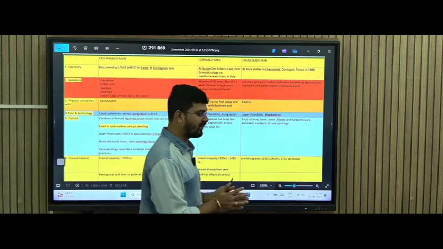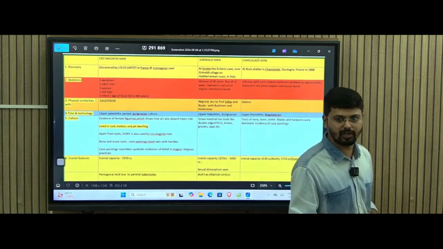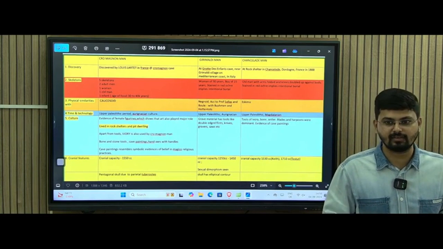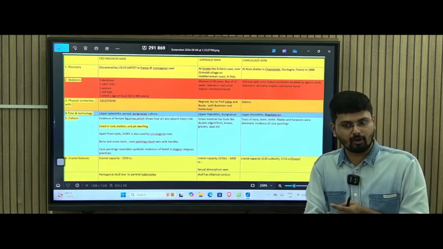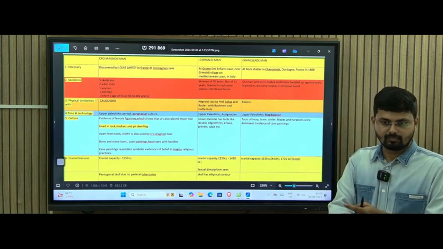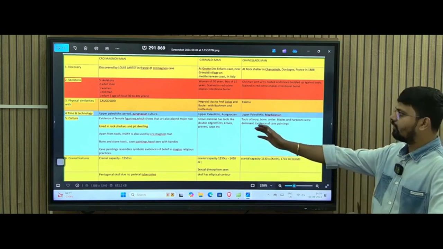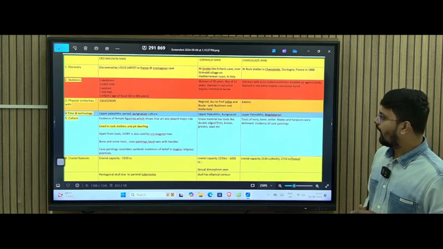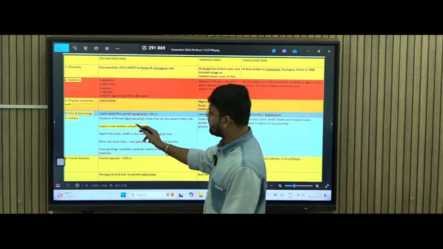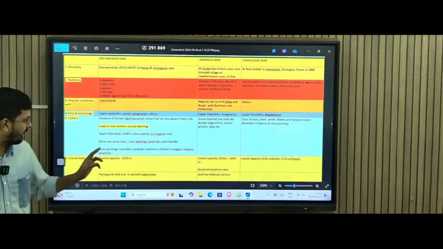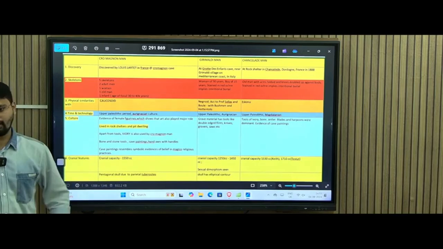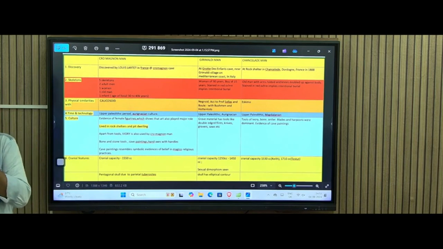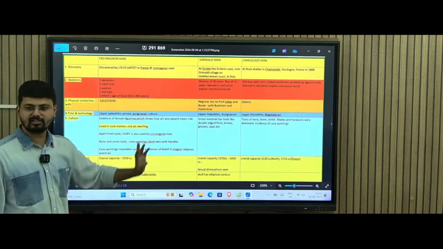When we study racial classification, we'll look at how people across the world are classified into 3 races: Caucasoids, Mongoloids, and Negroids. So they are similar to Caucasoids. And you can notice the technology and time period. I told you Homo sapiens came by the upper Paleolithic period, and they have a culture known as Aurignacian culture.